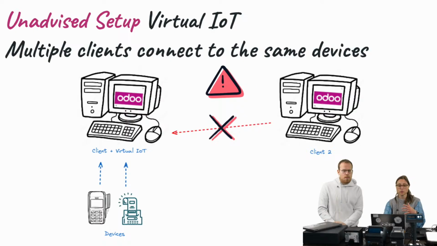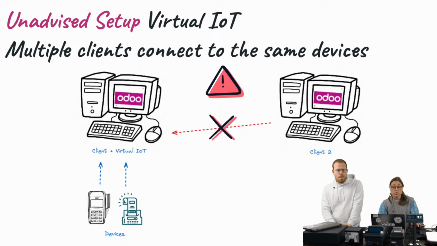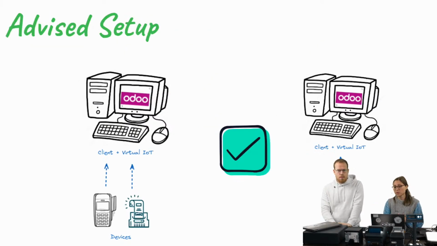So what we do not want is to have one virtual IoT installed, communicating with a printer or payment terminal, and having a second computer, like Robin on his laptop, trying to send a payment to the payment terminal, or trying to print a receipt. That's really the setup we do not advise. So what you need to do is just deduplicate the hardware, and then it's going to function properly.